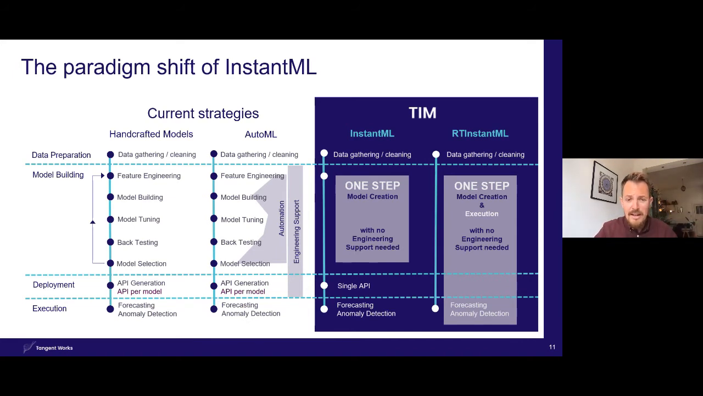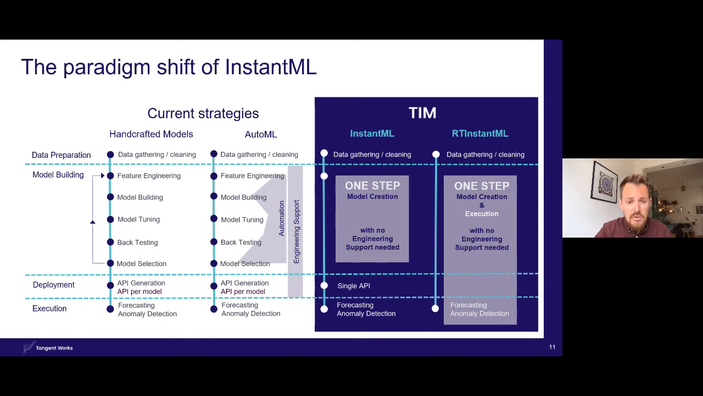So no model training anymore. We build a brand new model on the spot. We automatically deploy it to make a forecast. So the model becomes a byproduct. It's all about the final result, which brings the business value, which is the forecasting or anomaly detection.